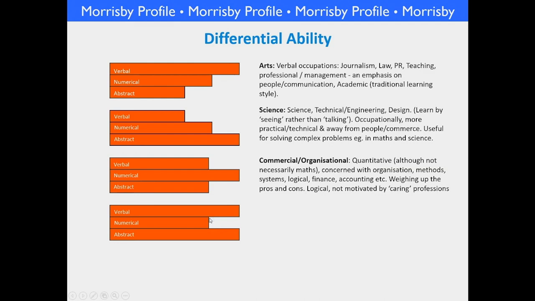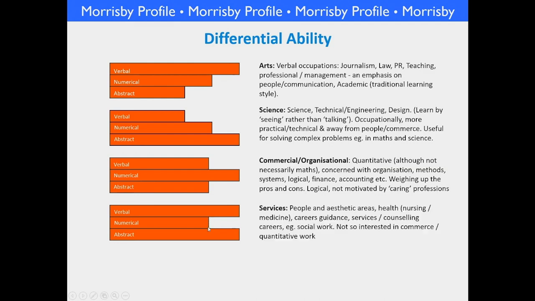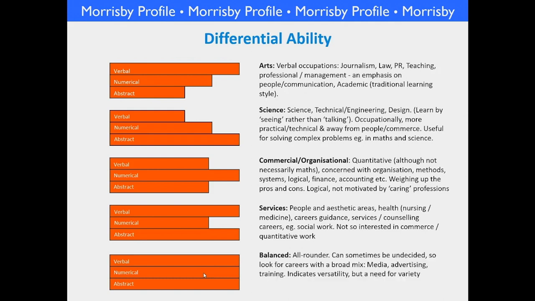Fourth shape, defined by a lower numerical. This is the services to people profile, as well as areas of art. Service to people would cover everything from medical and nursing, careers guidance, psychology, social work, these kinds of areas. And finally, there's the balanced profile. Now, 22% of Australians have a balanced profile. That doesn't mean that Morrisby has failed to generate a direction for them. Hopefully what it's doing is reflecting who they are. No particular strengths, no particular weaknesses.